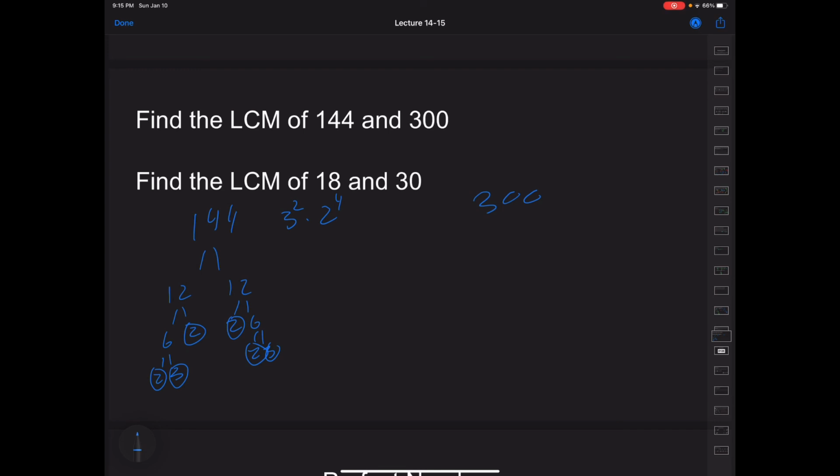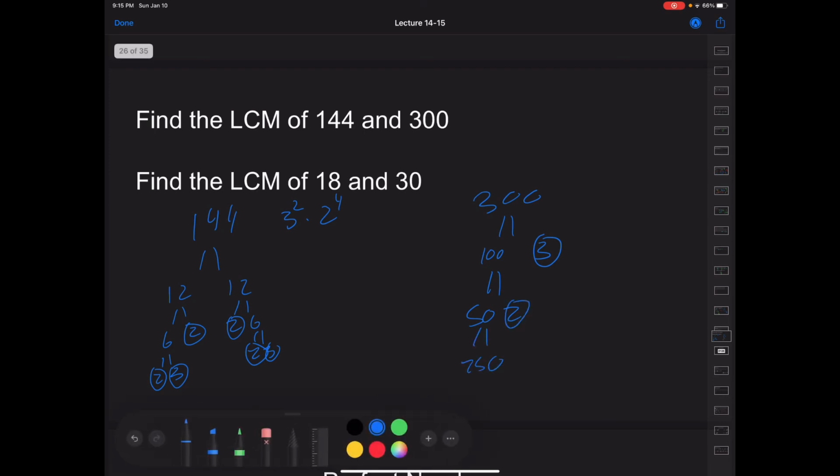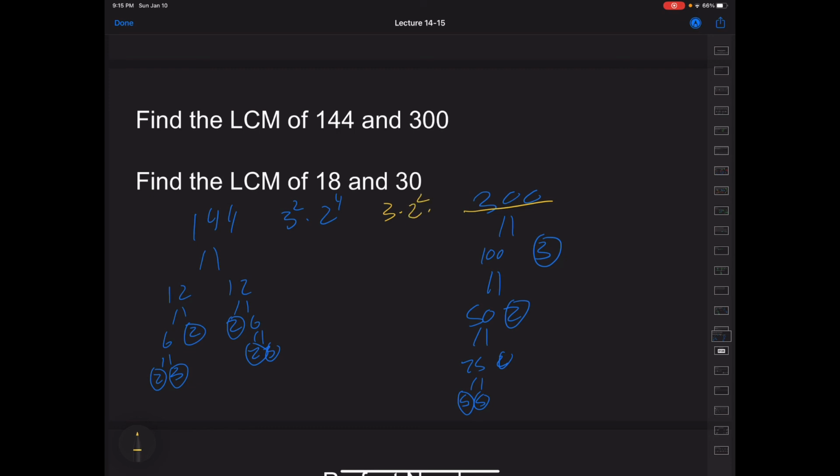And with 300, I have 100 times 3. 50 times 2. 25 times 2. 5 times 5. I'll write the 300 number in yellow. So we have 1 3. We have 2 2s. And we have 2 5s, 5 squared.